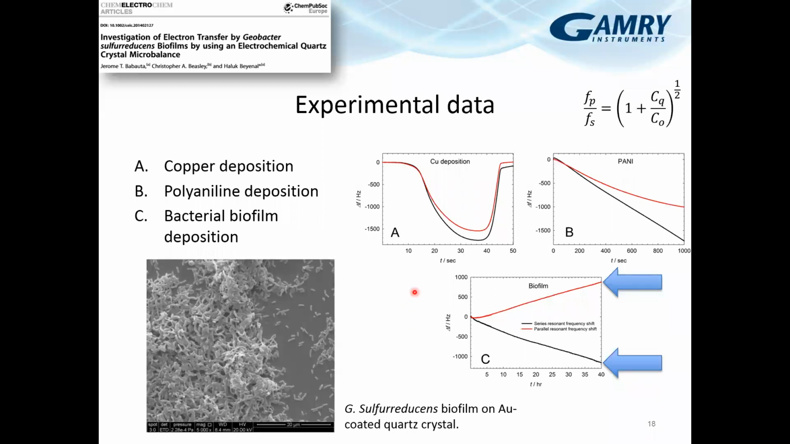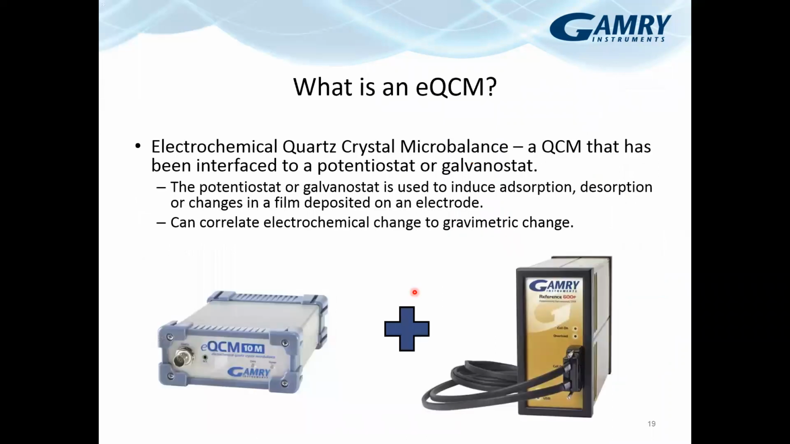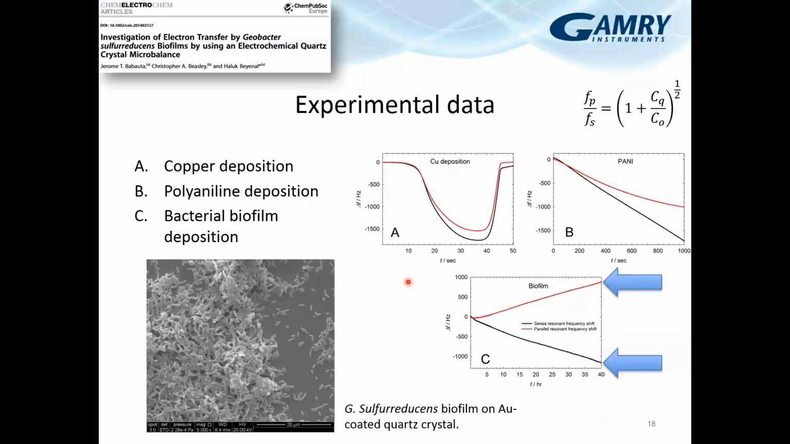Now, I'm going a bit slow. So QCM, EQCM, electrochemical quartz crystal microbalance, you can imagine, it's when you interface the resonator, the QCM, with the potentiostat. And the advantage here is that when you sync the two instruments, you have the ability to induce absorption, desorption, and changes in a film by electrochemical methods. And that's exactly what I was showing here.